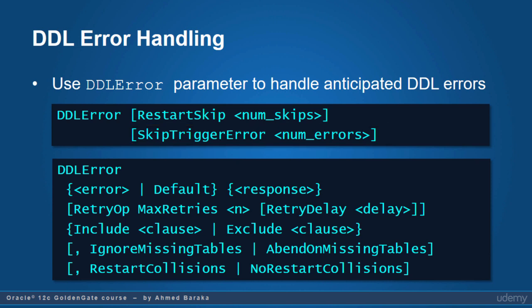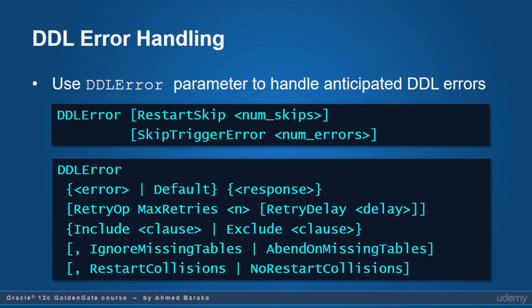Restart skip causes the extract to ignore a specific number of DDL operations on startup. By default, the extract abends when it encounters the first DDL error so that no operation is skipped. To write information about the skipped operations to the extract report file, use the DDLOPTIONS parameter with the report option. The skip trigger error option causes the extract to skip and ignore a specific number of DDL errors that are caused by the DDL trigger on startup.